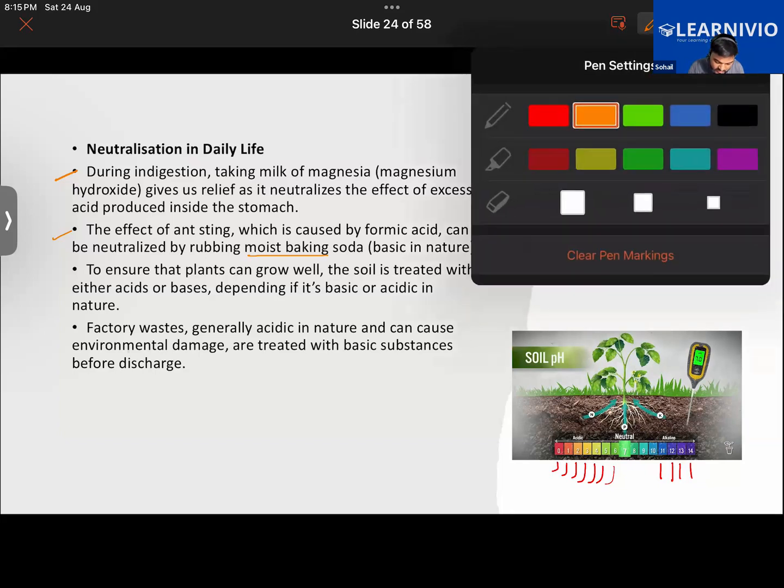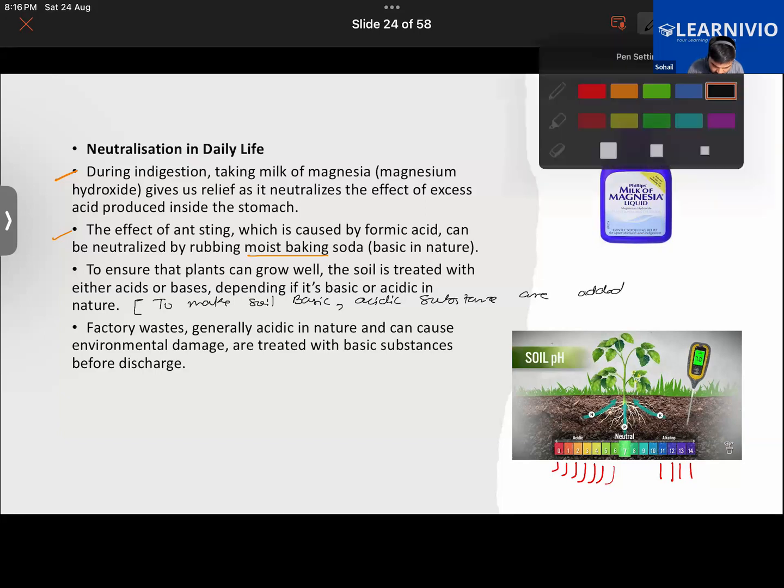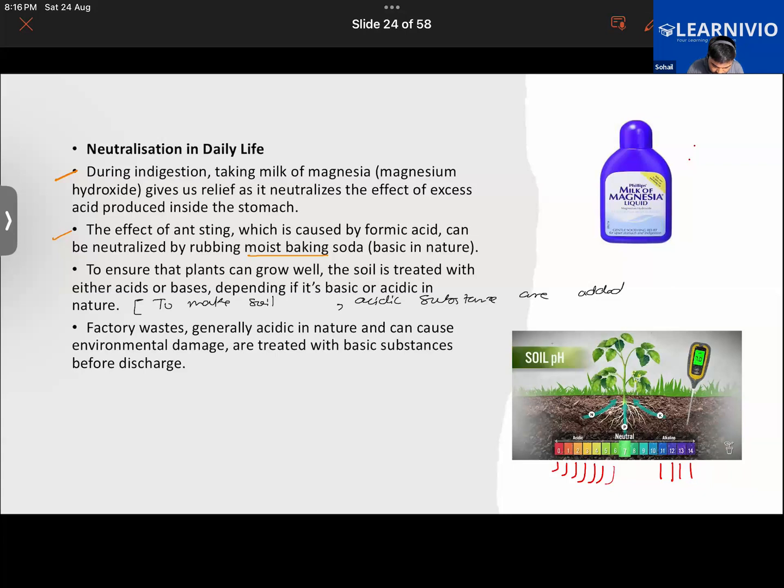So in this, write down two things. For example, to make soil neutral, acidic substances are added. When will we be adding acidic substances? If the soil is basic.